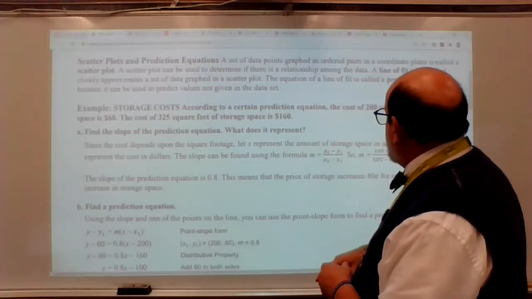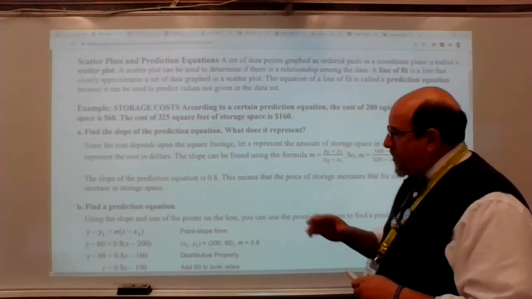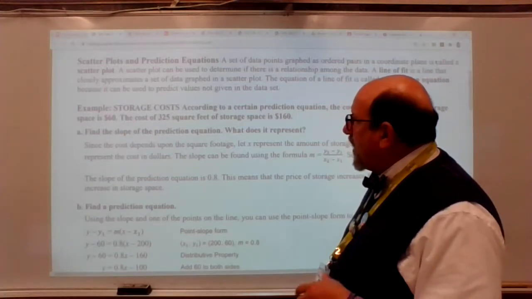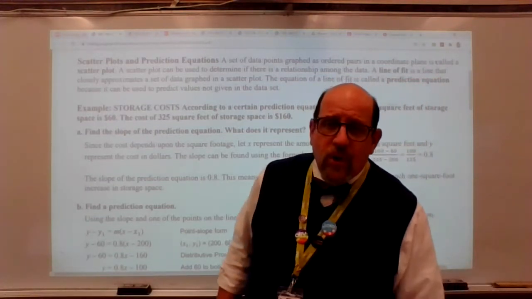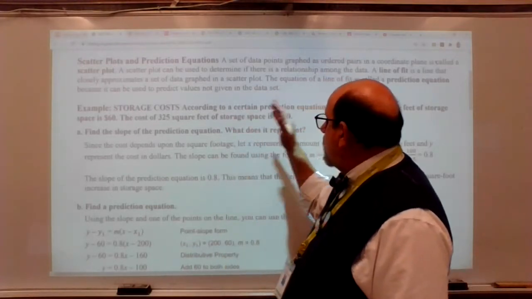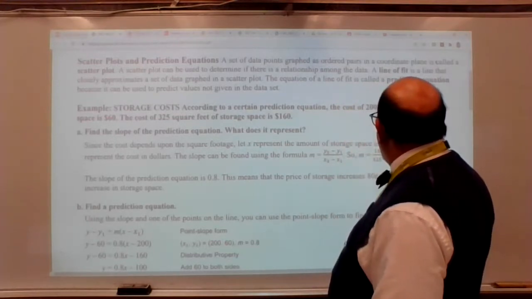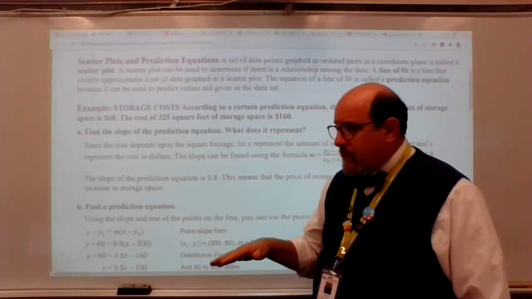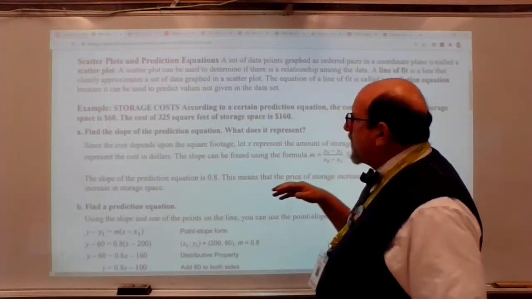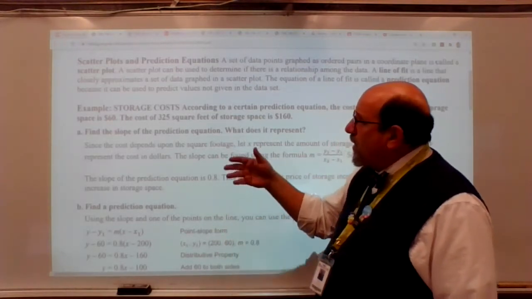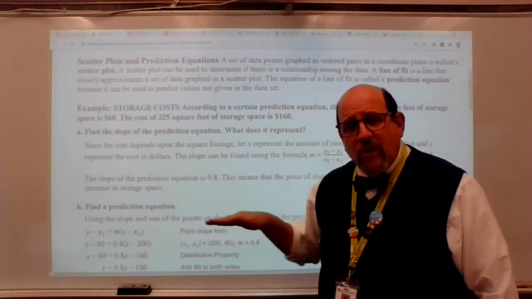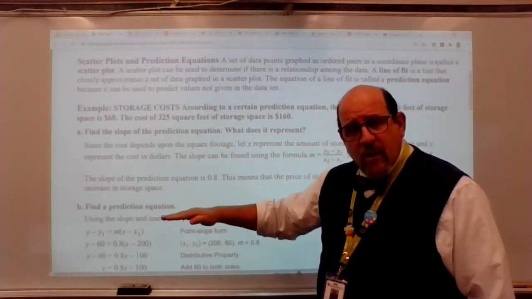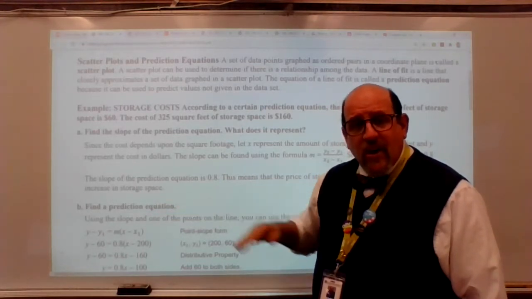It says, according to a certain prediction equation, the cost of 200 square feet of storage space is $60. The cost of 325 square feet of storage is $160. Find the slope of the prediction equation. So really what we're going to do is just take these as coordinate pairs. We're going to say that the cost is our y. For this particular equation, we want money per foot. So we're going to want our distance on the x-axis, right? So cost on our y-axis, and distance on our x-axis.